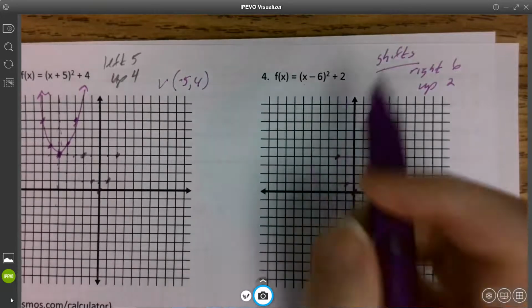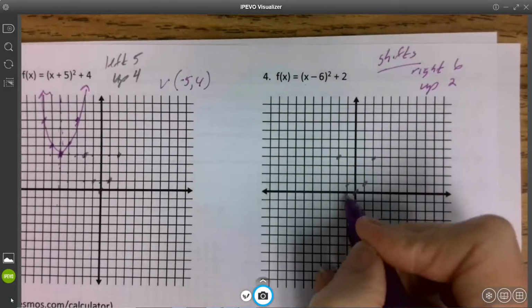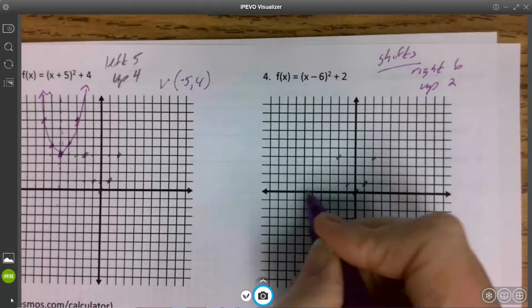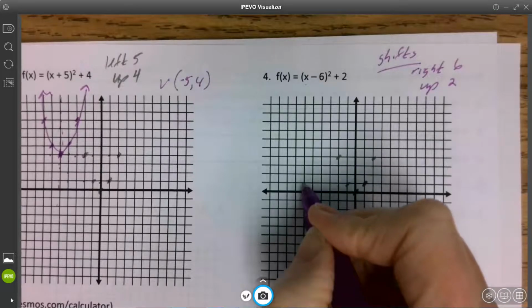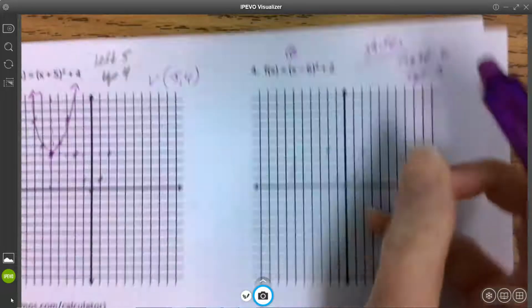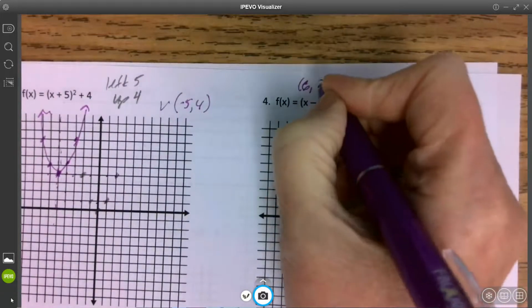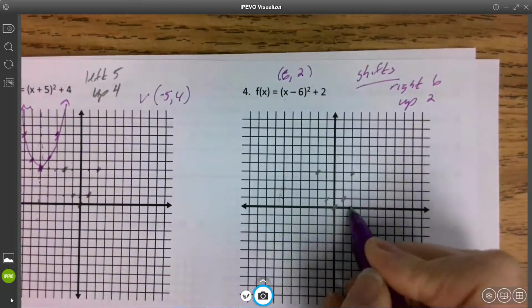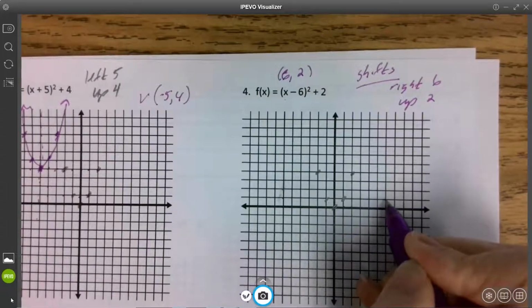Another option is you can plot the vertex. The vertex is negative 6, 1, 2, 3, 4, 5, 6, 1, 2. Because this is the vertex of 6. I went wrong. I'm wrong. The vertex is 6, 2. That's my vertex. So my vertex is 1, 2, 3, 4, 5, 6, 1, 2.